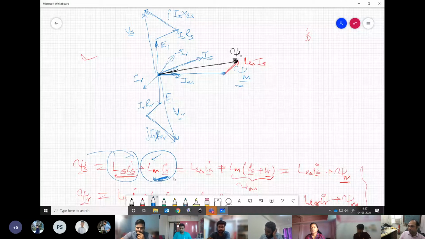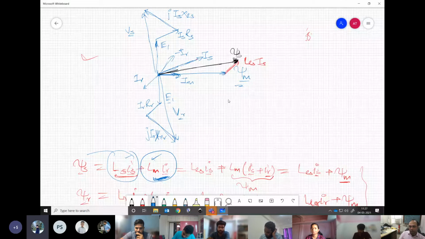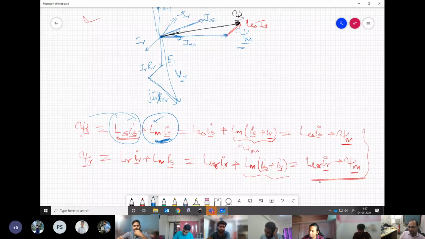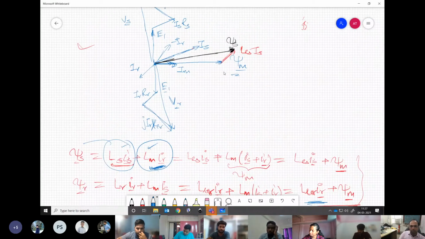Understanding my point? Yes, sir. Now, when you have to draw psi r, what you will have to do? You will have to add this term LLR IR in the psi m. So something like this, a small component over here, and then this could be your psi r. Getting this?